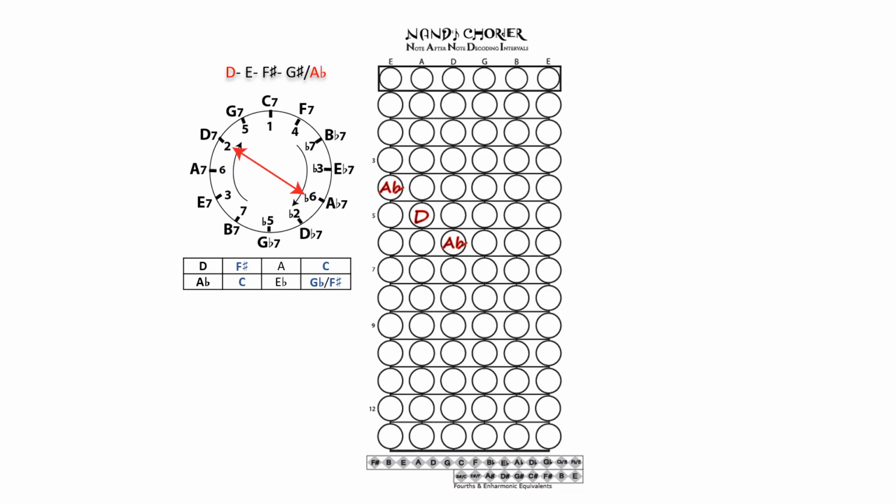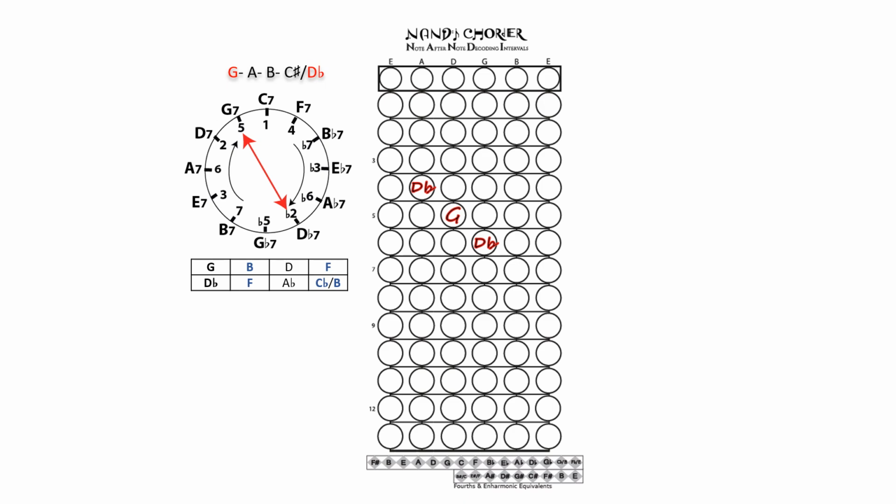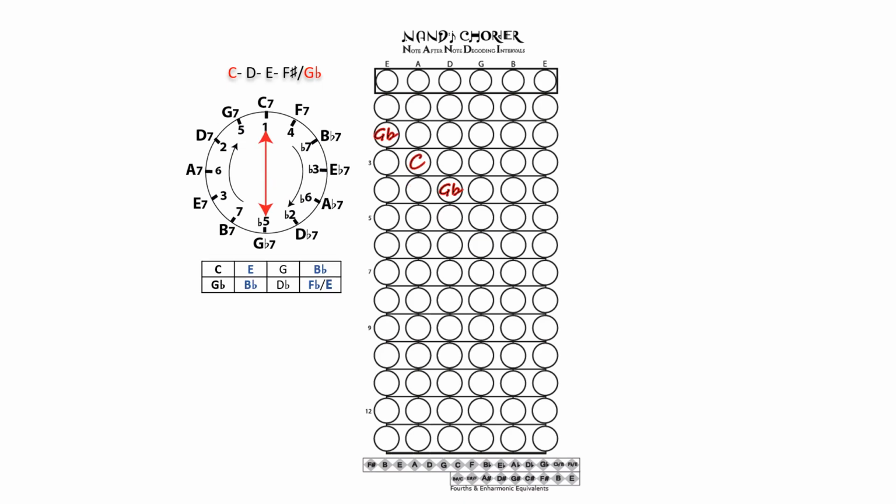D7 and its sub-5, A flat 7, share F sharp, and C. G7 and its sub-5, D flat 7, share B and F. C flat is the enharmonic equivalent of natural B. C7 and its sub-5, G flat 7, share tritones E and B flat. F flat is the enharmonic equivalent of natural E.